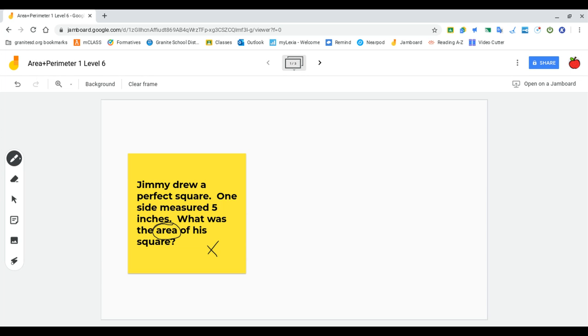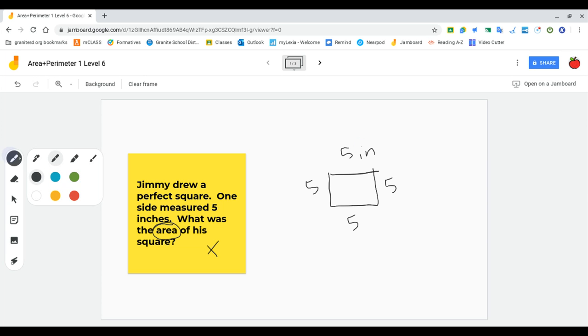shape. So if I have a square, the thing about squares is that if I have one measurement, I have all the measurements for all four sides because they're all identical. So if one side is 5, that means all four sides are 5. And to be more specific, they're 5 inches, but I will only write that one time to save some space.